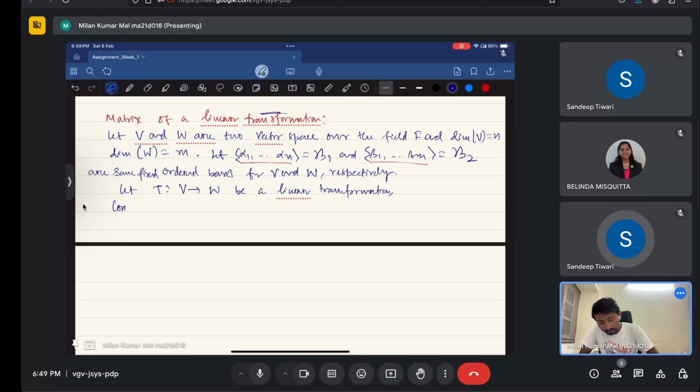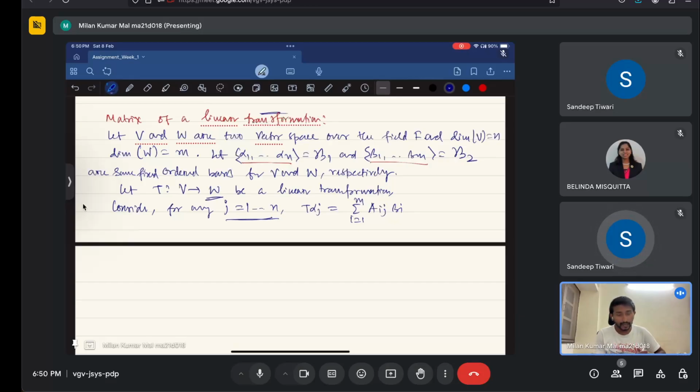Now consider T of alpha j, for any j equals 1 all the way to n. T of alpha j equals the summation of a_ij beta_i, i equals 1 to n. So for all j from 1 to n, T alpha j is an element in W.